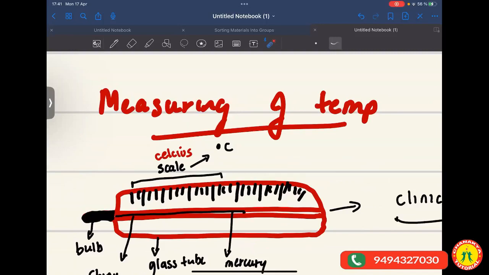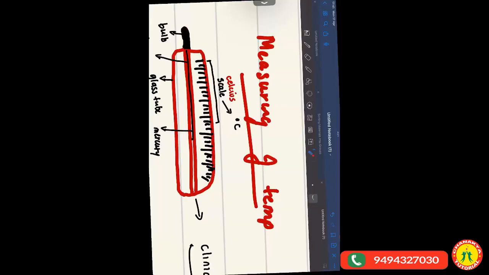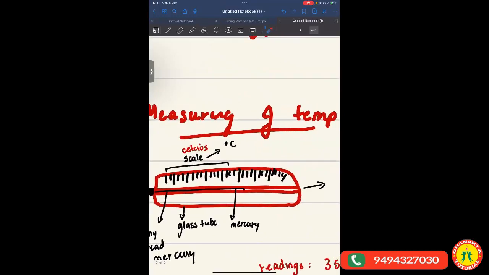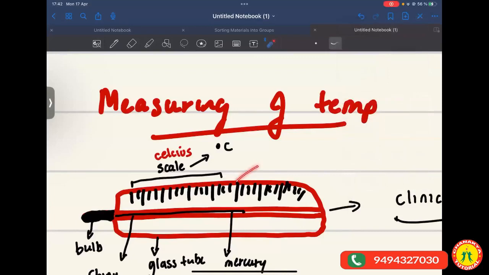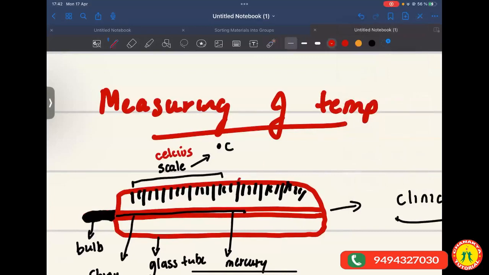So suppose the bigger marks have 1 degree. In between there are 5 divisions. That means each small line reads 0.2 degrees Celsius. Each big line over here is 1 degree Celsius. Each small line is 0.2 degrees Celsius.